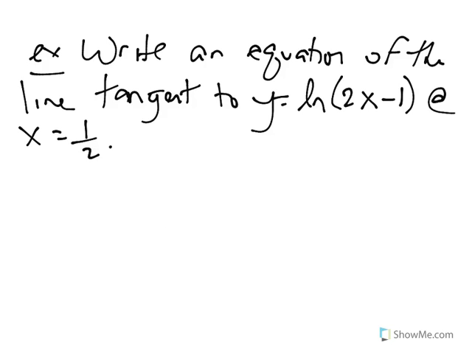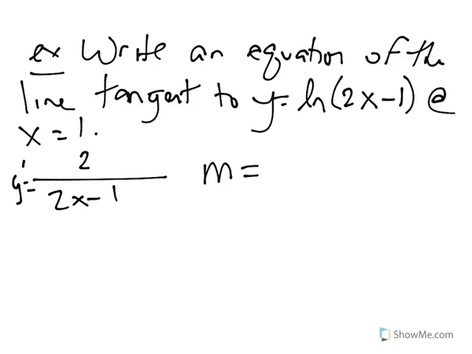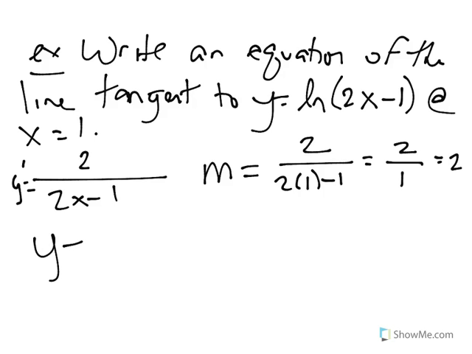Another thing you can be asked, like always, is to write an equation of a tangent line. So if I'm writing the equation of the tangent line to y equals natural log of 2x minus 1 at x equals 1, not a half. Then what I'm going to do, just like always, is take the derivative, which is going to be 2x minus 1 in the denominator, and in the numerator, it's just 2. To find the slope, I plug 1 into that, so 2 over 2 times 1 minus 1, which is 2 over 1, so 2.